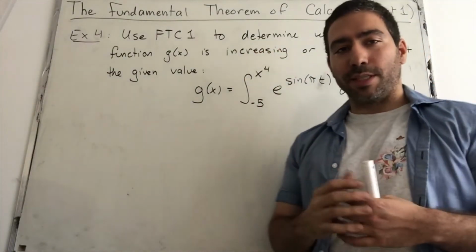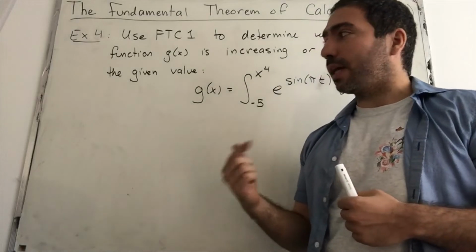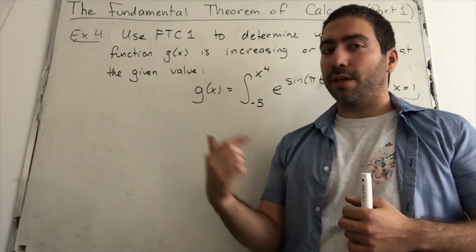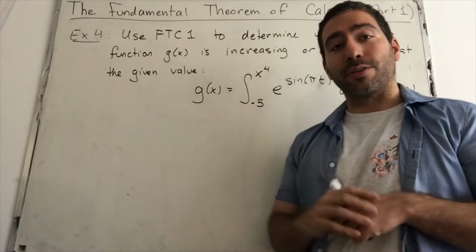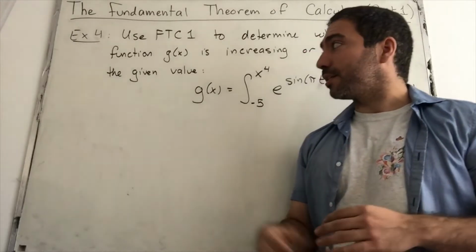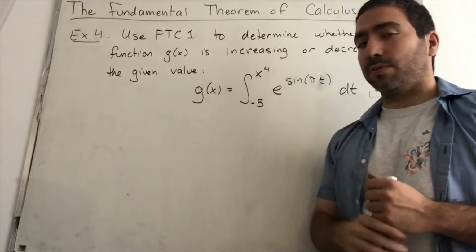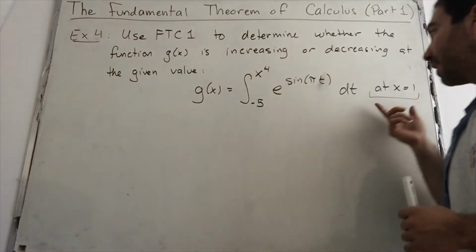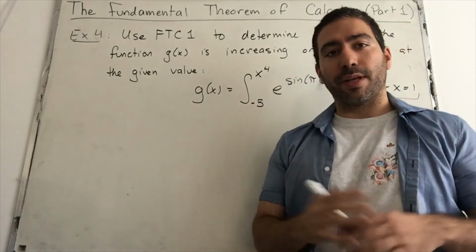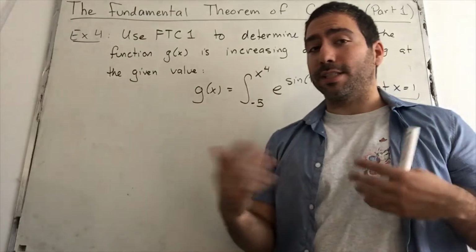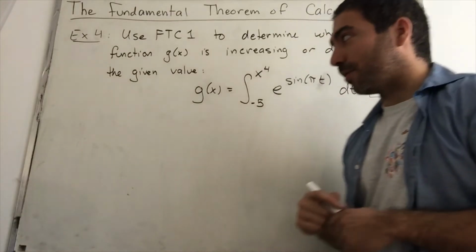How do we determine whether the function is increasing or decreasing? Well, we're using FTC part 1 to find the derivative, and we know that if the derivative is positive, the function is increasing, and if the derivative is negative, the function is decreasing at that given value. So the game plan is to apply FTC part 1, find the derivative of g, and then substitute the given value, in this case 1, into the derivative and see if that value is positive or negative, and then we can determine whether the original function is increasing or decreasing. Let's go ahead and do that.